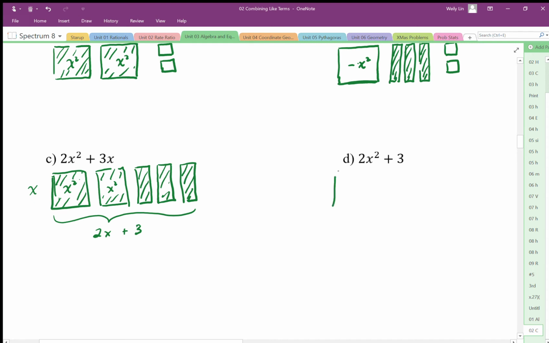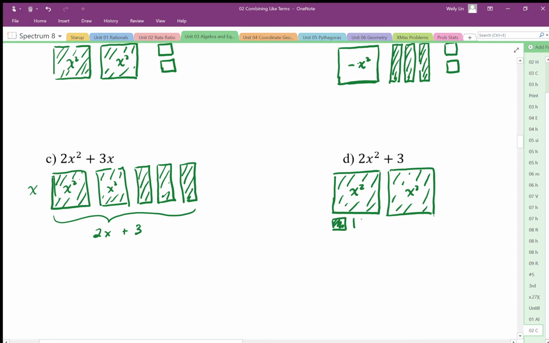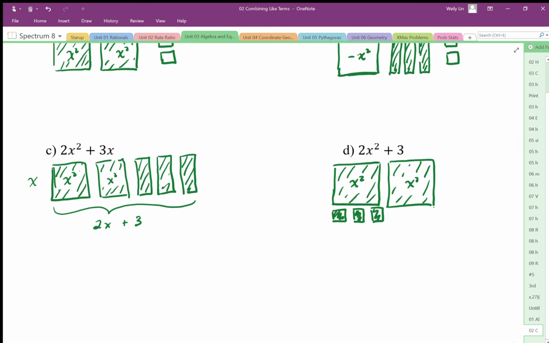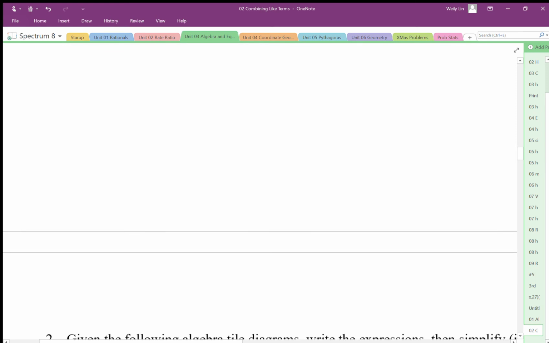Here, x squared, we have two of them again. Now these two x squareds and the 3 1's, there's no way we can put them into a rectangle. Okay? These 1's edges will not line up with the x edge, so we can't arrange this in a rectangle. And the reason why I'm talking about putting in rectangles is because if we can put it in a rectangle, that means we can factor them, put them into factor form.